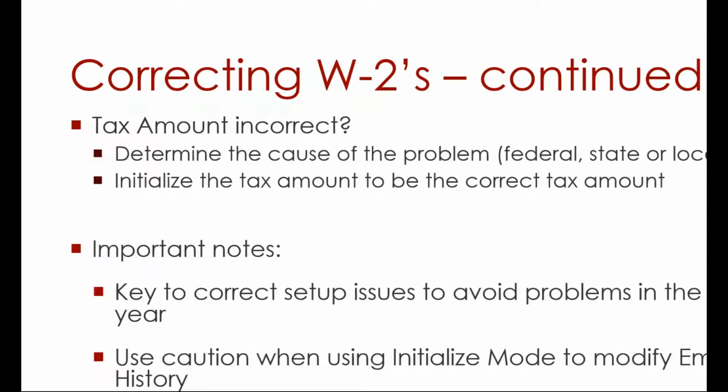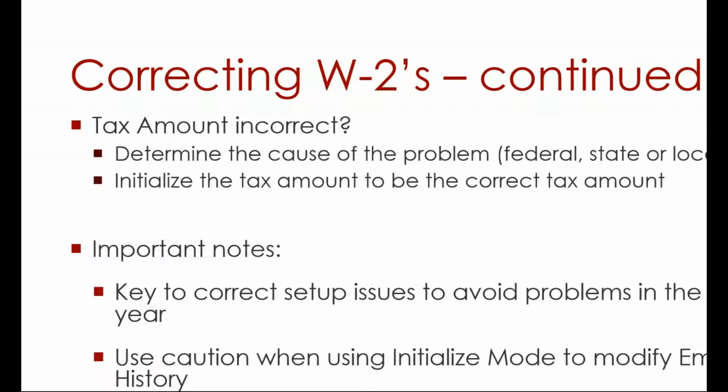Continuing on, if a tax amount is found to be incorrect, you want to review the following. We want to determine the cause of the problem, whether it's an issue with federal, state, or local taxes. Some things to review here is to make sure that any federal deductions are properly coded as a type of federal in the deduction maintenance screen. If you're dealing with state deductions, those should be coded as a type of state in deduction maintenance, and also in that screen, they need to have the two-letter state code assigned to them.